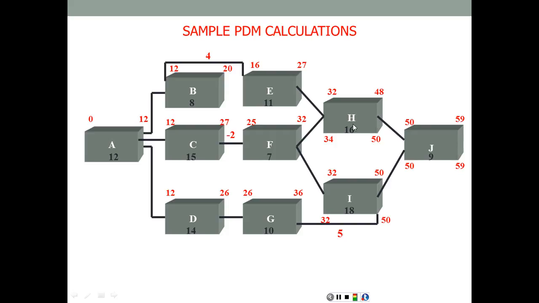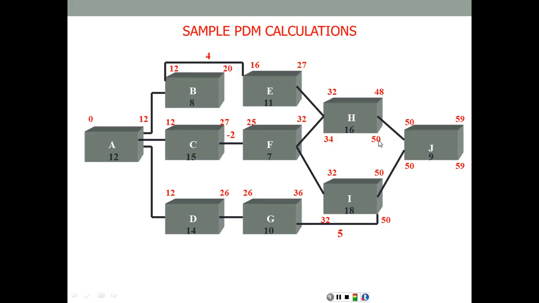But looking at activity H, we notice that the late finish is different from the early finish, and the late start is different from the early start, which means this is going to be what we call the total float. Total float is late minus early, either from the start or the finish for the time being. So late finish minus early finish, or late start minus early start. So the total float for activity H is going to be 2 days.